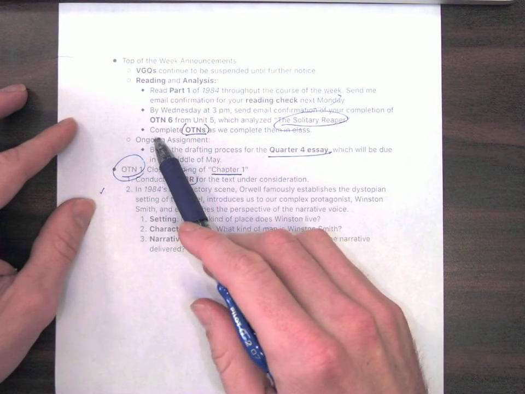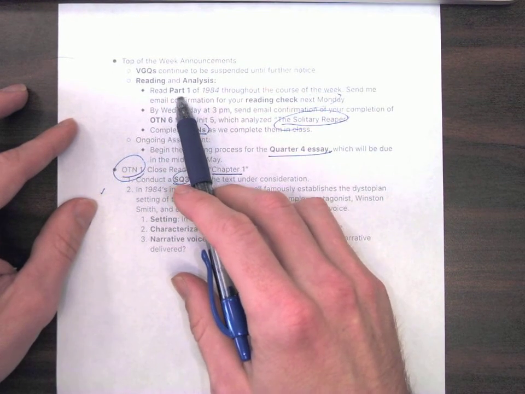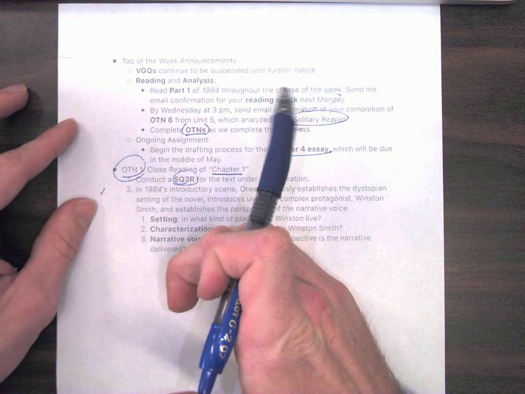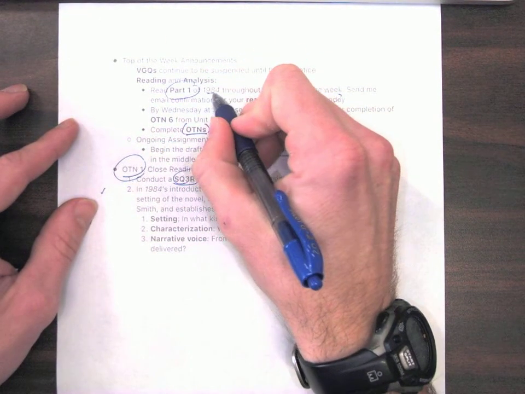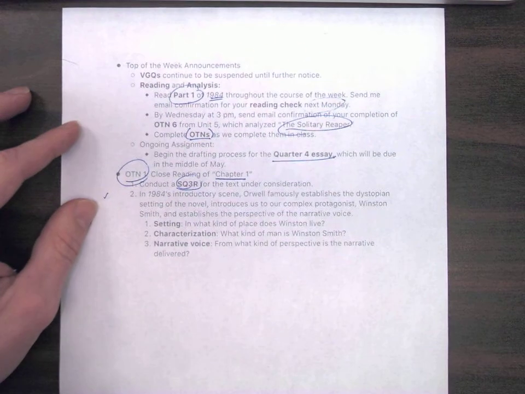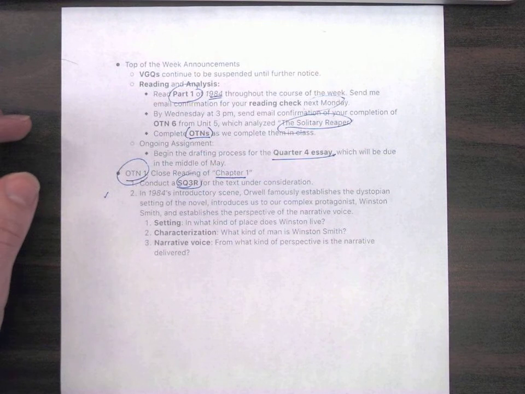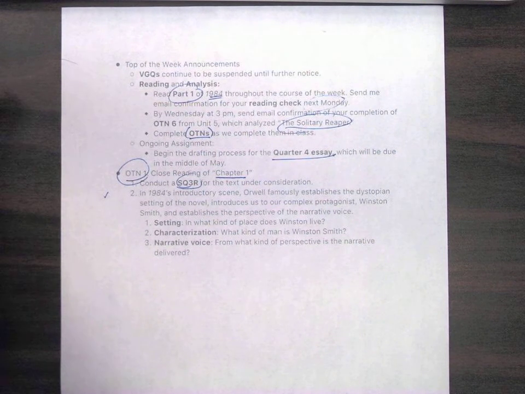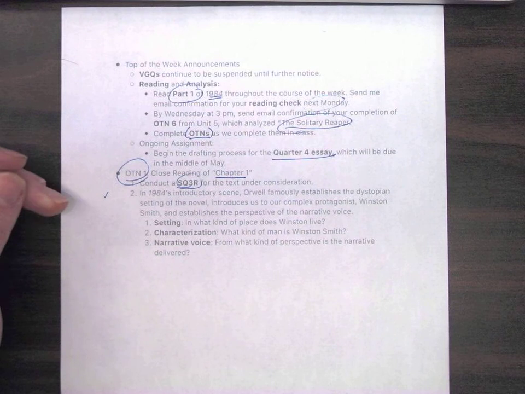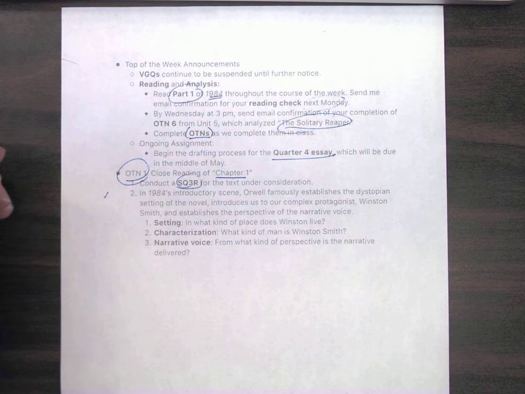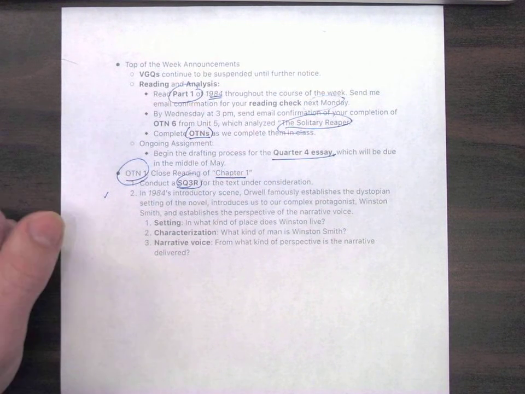Obviously, we don't have a vocabulary and grammar quiz. Your dominant homework for the week needs to be centered on reading Part 1 of 1984. The novel that we're going to be studying throughout this unit is called 1984. You need to have a copy of that, and you need to begin reading Part 1 of it. It's a pretty lengthy reading assignment, so you need to make sure that you're breaking it up over time.